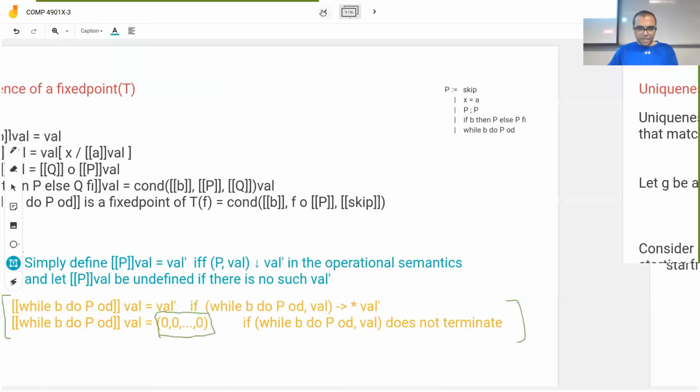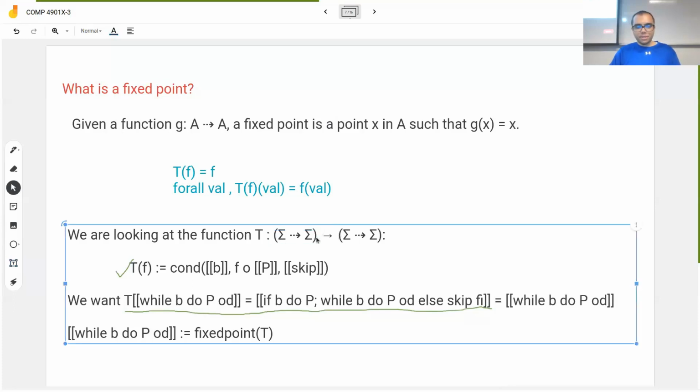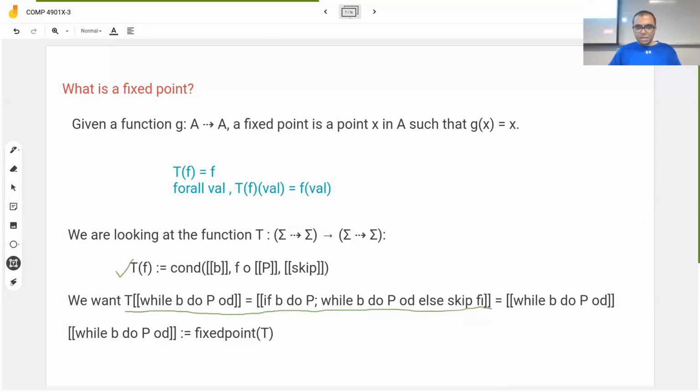Okay, this is the thing. Let's look at our types again. So my transformer T takes a function and gives me another function, right? I want a fixed point of t. So what is the type of a fixed point of t? The type of the semantics of while, which is the fixed point of t, is just a function that maps my inputs to outputs, valuations to valuations.